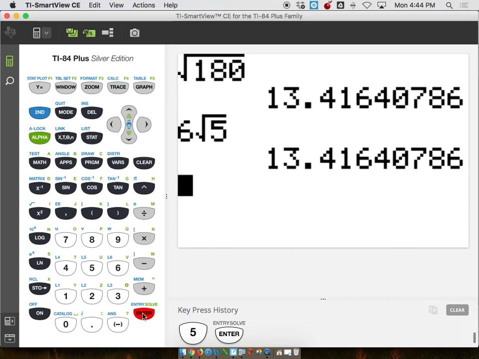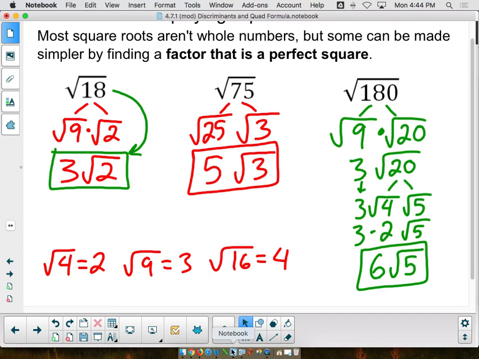So you might be saying to yourself, what's the point of doing this? This doesn't make any sense. Again, right now you're taking two individual skills, the discriminant and square roots, and it's all going to come together tomorrow.